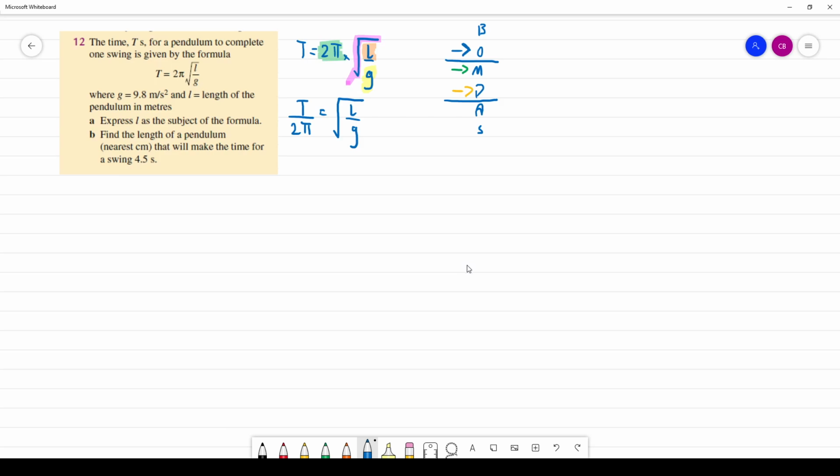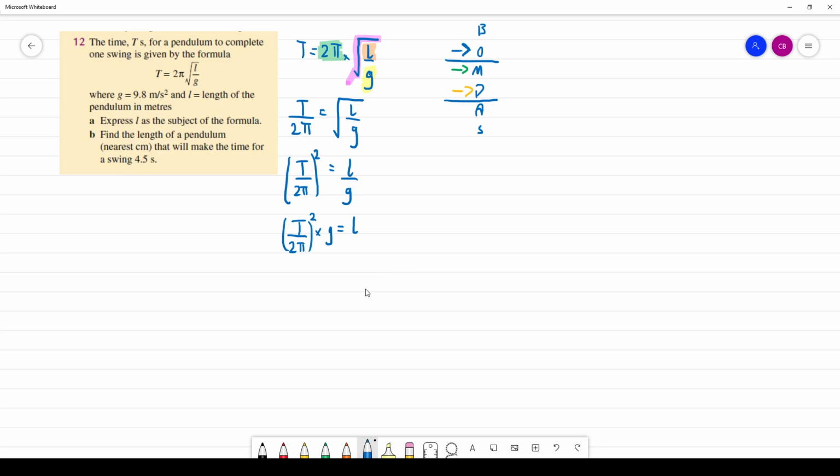Now we've still got our square root and our divide by G. The thing to get rid of first, because the square root is an order or an indice, is the square root. The opposite of a square root is just squaring. So we square the entire left-hand side, and an easy way to do that is put it in brackets and put the square there. That will equal just L over G. One more step to go: we multiply by G, because it's dividing by G, and we need to do the opposite. So this will be T over 2 pi in brackets squared times G equals L.